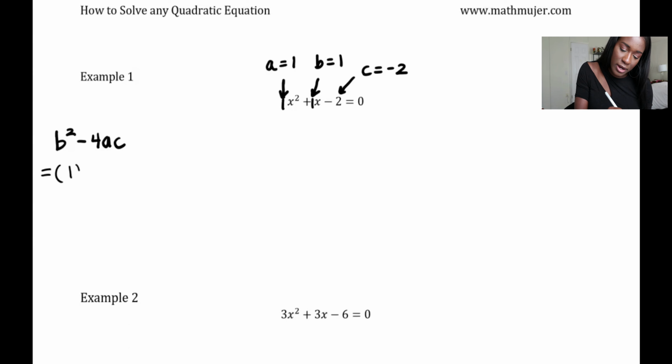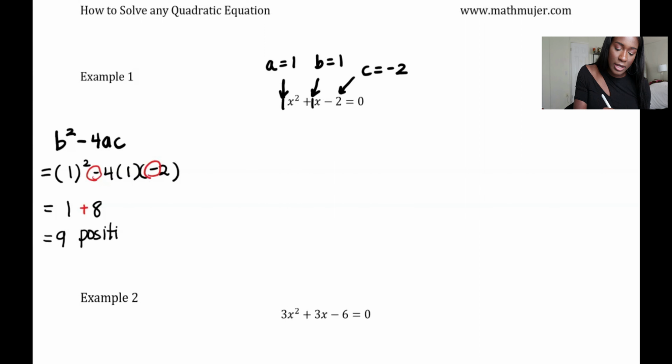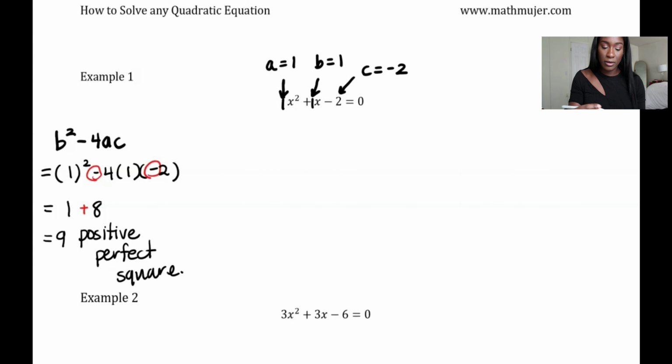b squared is 1 squared, minus 4 times a is 1, times c is -2. 1 squared is 1, and be careful with your signs here. I see this a lot, students mess up on this. You have a negative there and a negative there. Two negatives come together to make a positive. Then you can multiply the 4, 1, and 2 to get 8. And 1 plus 8 is 9, which is a positive perfect square. So that means that we can factor.